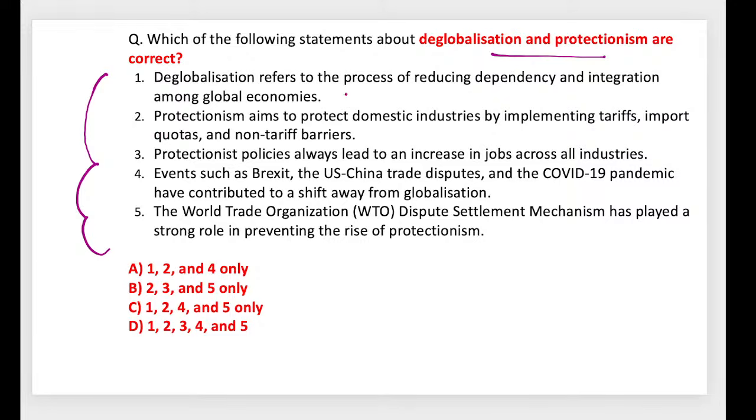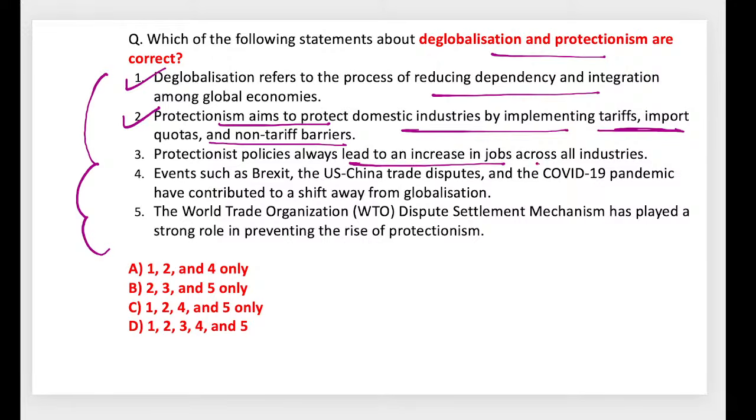Deglobalization refers to the process of reducing dependency and integration among the global economies. Protectionism aims to protect domestic industries by implementing tariffs, import quotas, non-tariff barriers. Protectionist policies always lead to an increase in jobs. No, we cannot say that it will always lead to an increase in jobs in all sectors. Some sectors are dependent on others also.